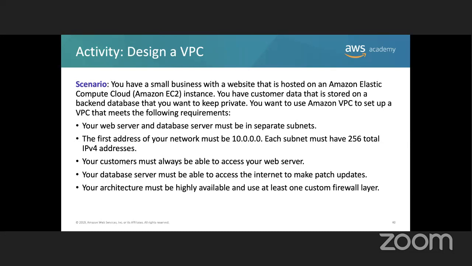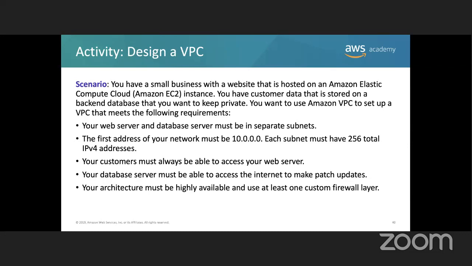The first address of your network must be 10.10.0.0. Each subnet must have 256 total IPv4 addresses. So in that case, what notation do we have to use? Slash what? Slash 24. Okay, /24 is 256, which actually is 251 usable because Amazon takes 5. Don't forget that.